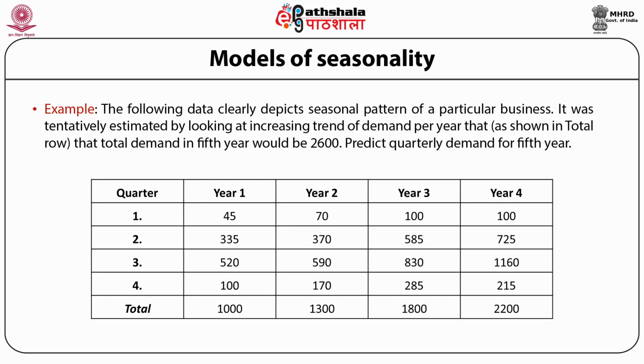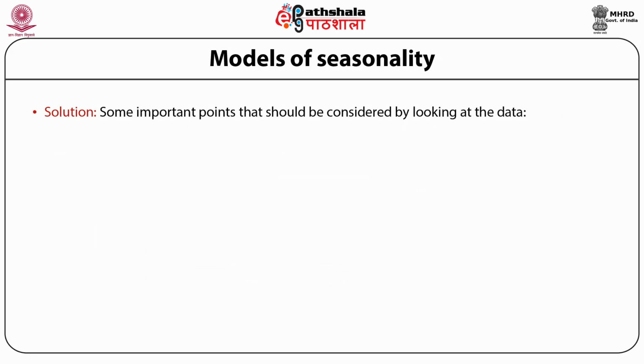It was tentatively estimated by looking at the increasing trend of demand per year that total demand in the fifth year would be 2600 units. We need to predict quarterly demand for the fifth year. The data indicates demand for each quarter for 4 years. For instance, demand for the first quarter of the first year is 45 units. For the second quarter of the same year it is 335 units. The total demand for year 1 is 1000 units. Similarly, first quarter demand for year 4 is 100 units. For quarter 2 of year 4 it is 725 units, and total demand in year 4 is 2200 units. Some important points should be considered by looking at the data.